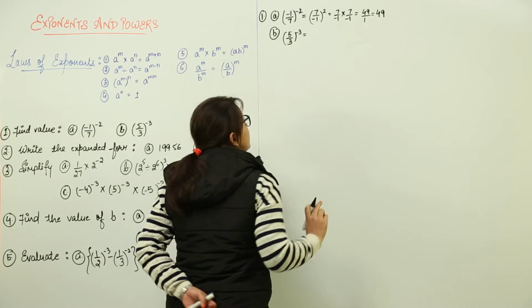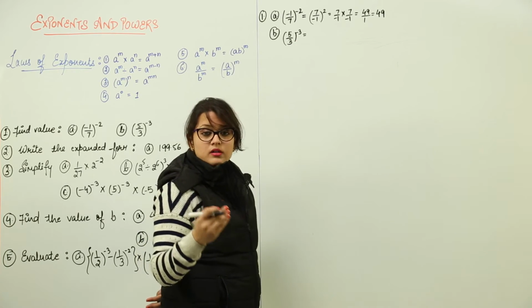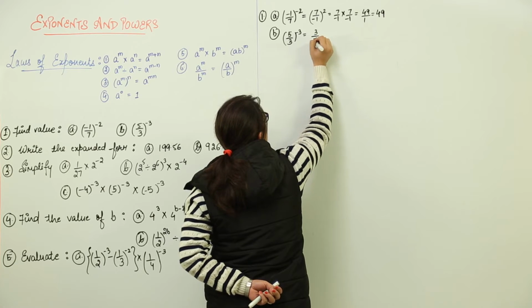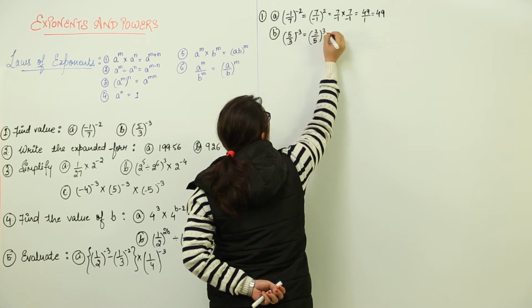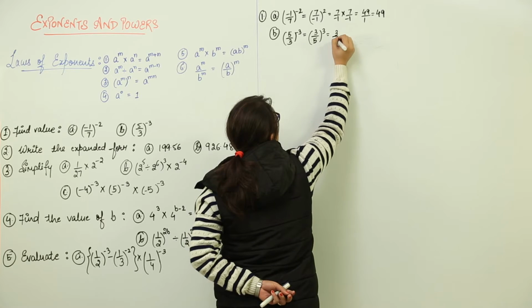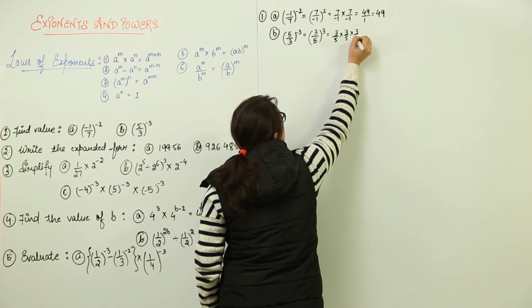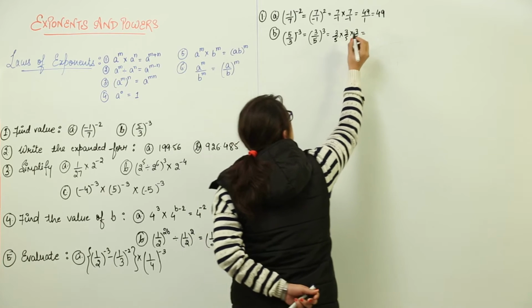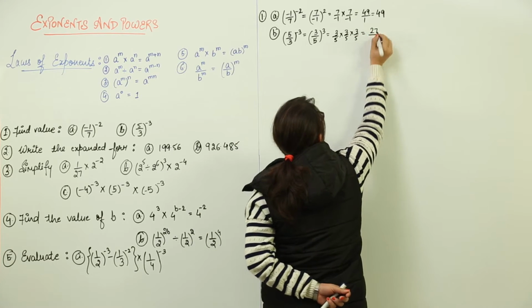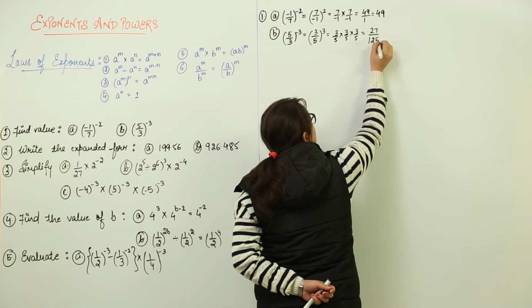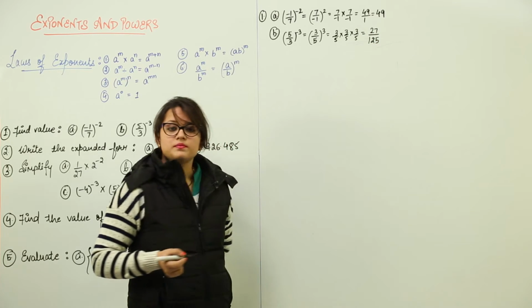Now we have to again, first step is to make the negative exponent into positive. We reciprocate it, we get the power 3. So this will become 3 by 5 into 3 by 5 into 3 by 5. 3 3s is 9, 9 3s is 27, over 5 5s are 25 and 25 into 5, 125. So this is my answer.